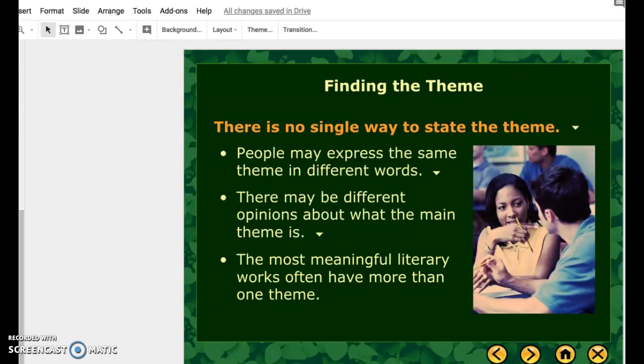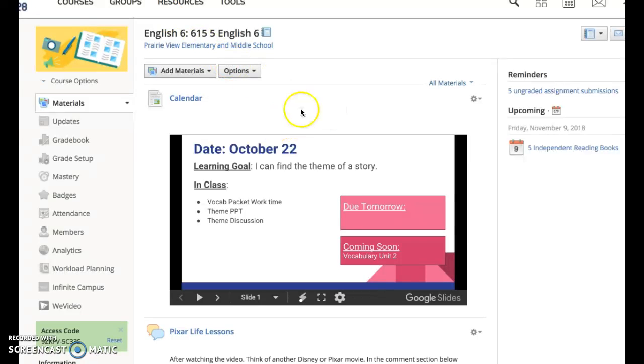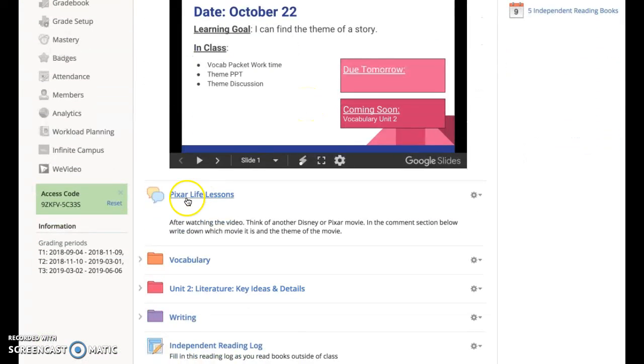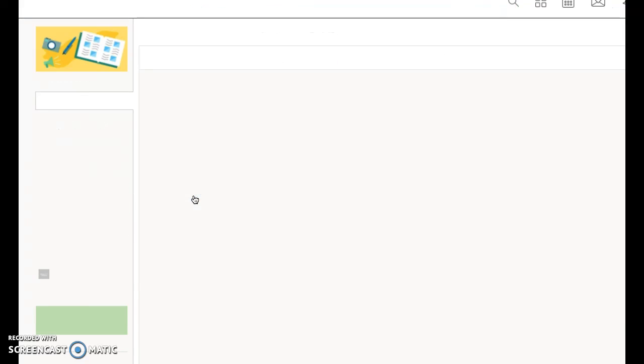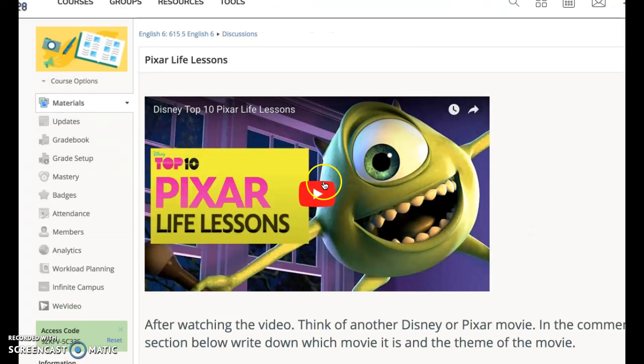Now, that's a lot of information about theme. I want to make it a little bit easier for you to understand. So, on my Schoology page, we've got our calendar at the top, and then below my calendar, I posted a discussion, Pixar life lessons. Most of you have probably seen quite a few Pixar films. I have a top 10 Pixar life lessons here. So you can click on the video, watch it, and it goes through the top 10 life lessons. The themes are in there, so it'll say the movie name and what the theme is.